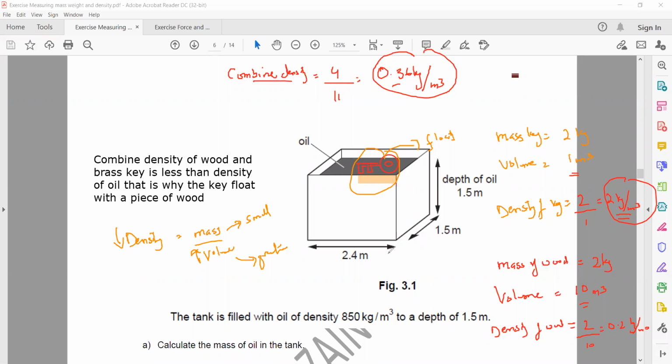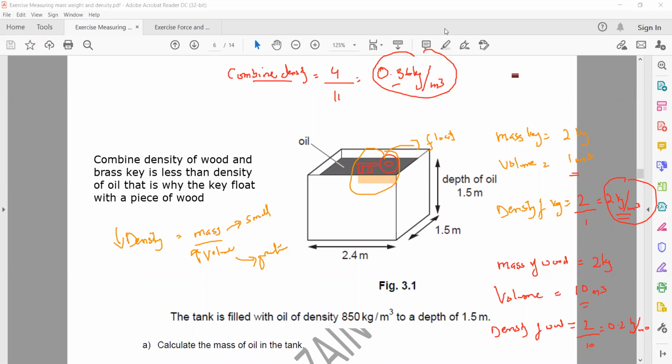Is this idea about floating clear? So the combined density can change depending on the change in the mass and the change in volume. Is it clear to everyone? Any question or doubt in this part?